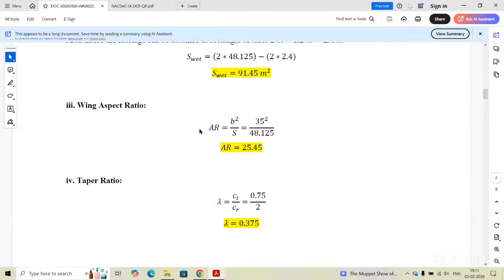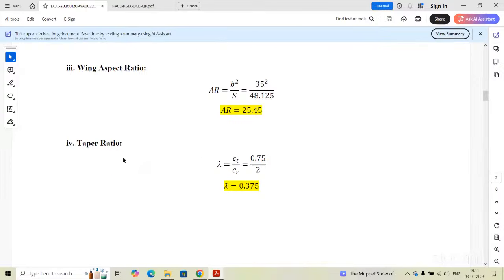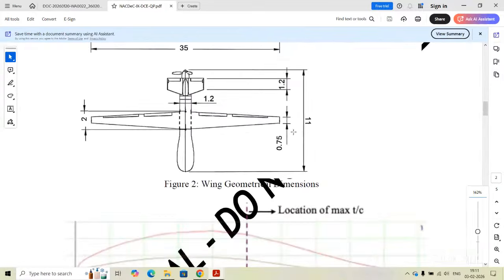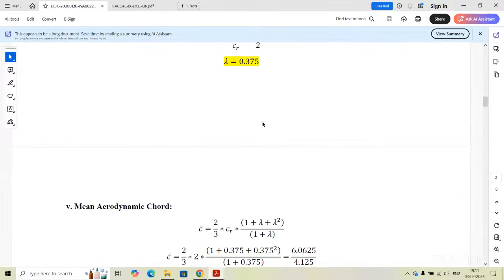For the wing aspect ratio, it is simply b square by S. We have b given in the figure as we have calculated. So aspect ratio is simply 25.45. Taper ratio is nothing but CT by CR. I think both of them have been given. Yes, CT and CR both are given in the figure. So taper ratio is 0.375.